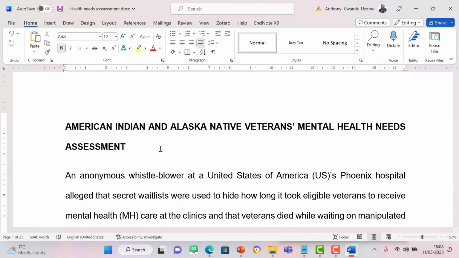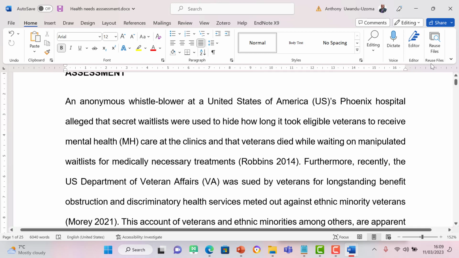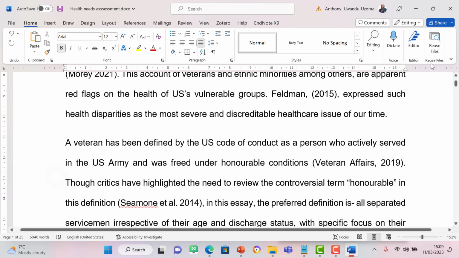Or it can be a health needs assessment of children with type 1 diabetes. It can also be a health needs assessment of adults with dementia in England or in the UK. So it all depends.